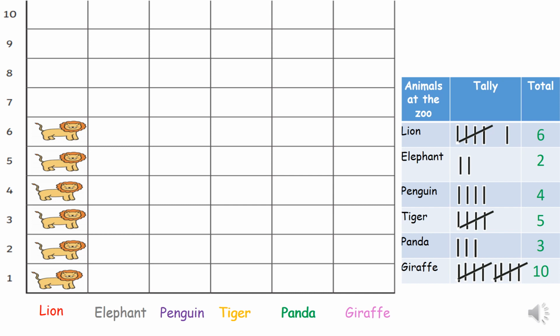So we move on to the next part of our pictogram, and in our tally chart, it tells us it's elephants. How many elephants did we see at the zoo? 2. This means we only need to draw 2 elephants. 1, 2.